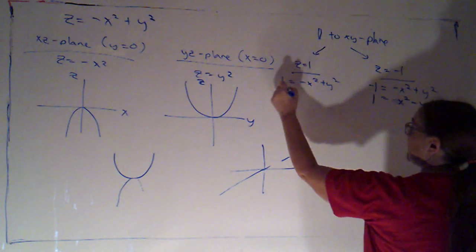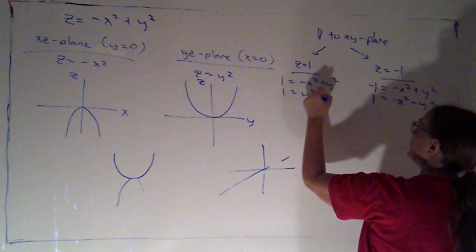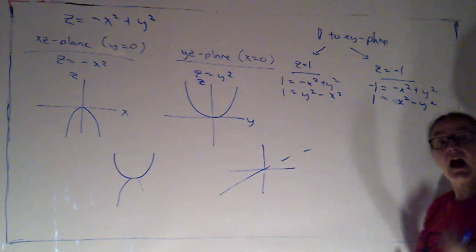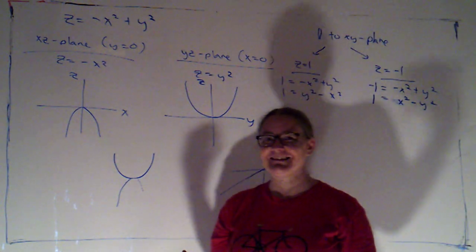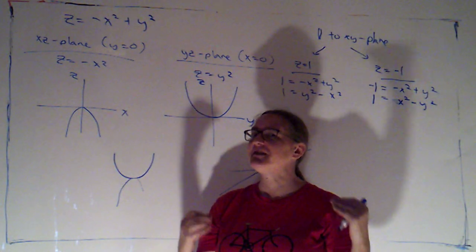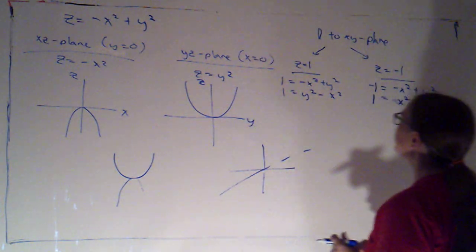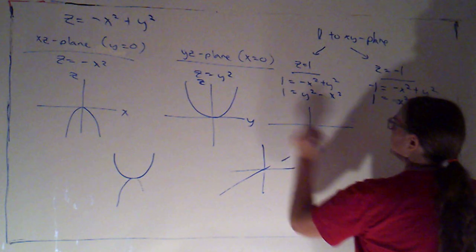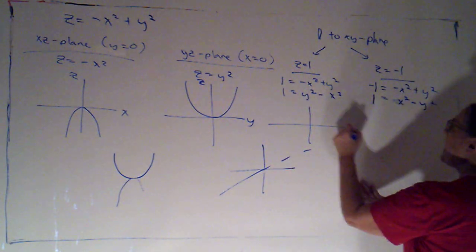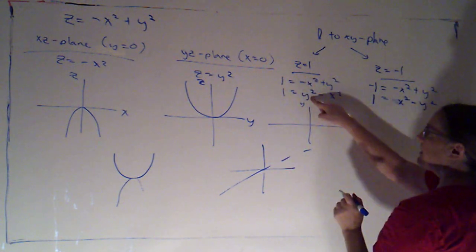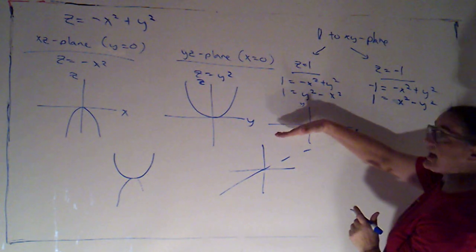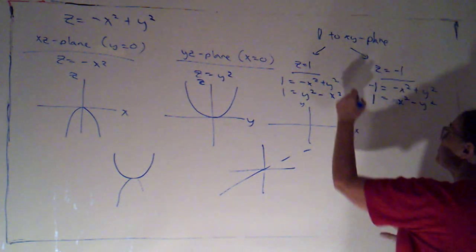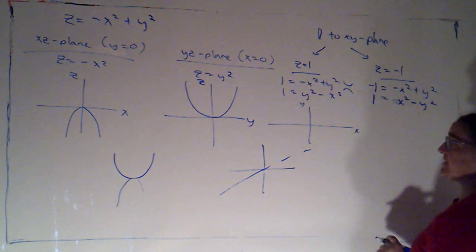This one, if I chose to write the positive term first, is y squared minus x squared. So I'm getting hyperbolas in both planes, but they're going to have different branches. They're going to be different types. Because here, y can't be 0. But y equals 0 would be the x-axis. So this hyperbola is going to have a top branch and a bottom branch.